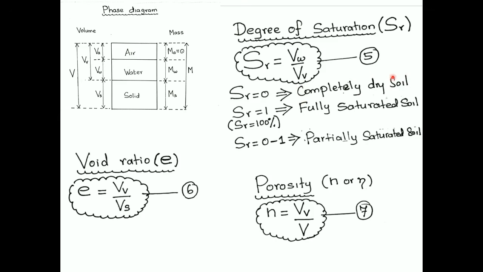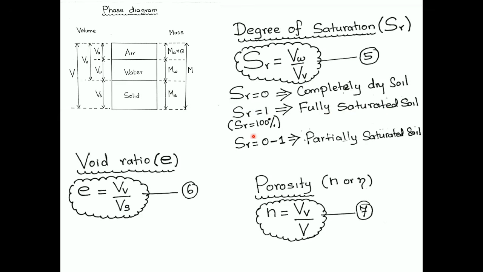Then SR is equal to 1 or 100%. That means VW is equal to VV. All voids are filled by water. No air. Fully saturated soil.